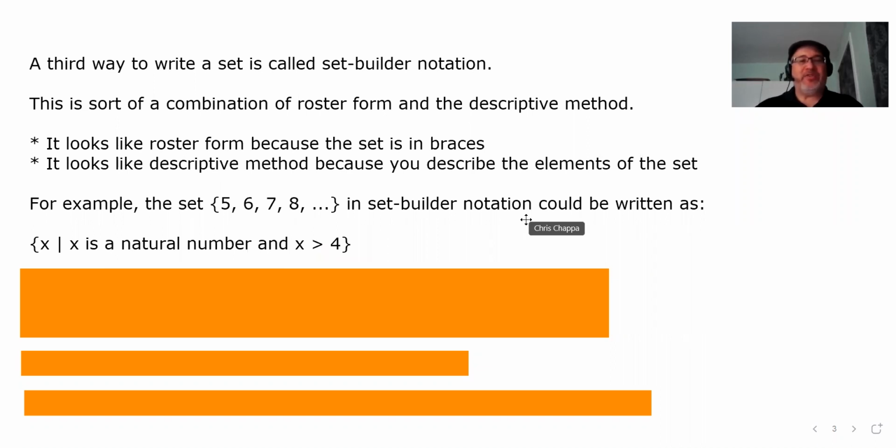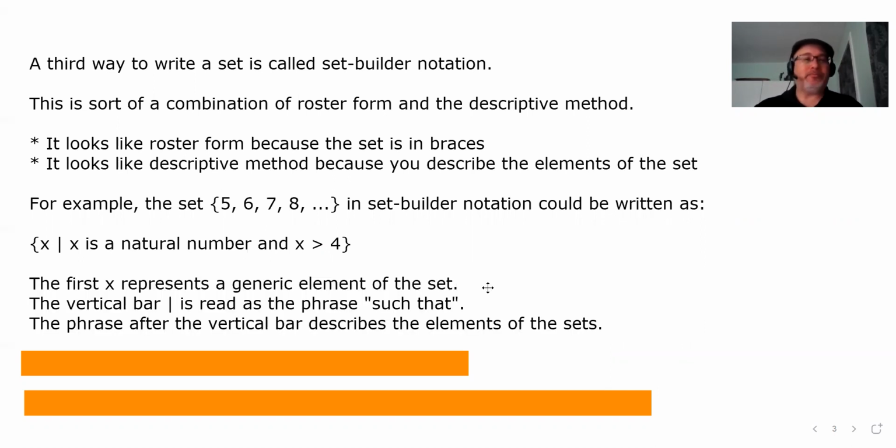We notice the braces around the set, but at the beginning we have an X followed by a vertical bar, and then the statement X is a natural number and X is greater than 4. Now, I haven't defined natural numbers yet, and I'll define those shortly, but if we just assume that you're not considering decimals or fractions, and I ask you to list the numbers greater than 4, you're probably going to start with 5, 6, 7, and 8. The first X represents a generic element of the set. The vertical bar is read as the phrase such that, and the phrase after the vertical bar describes the elements of the set.